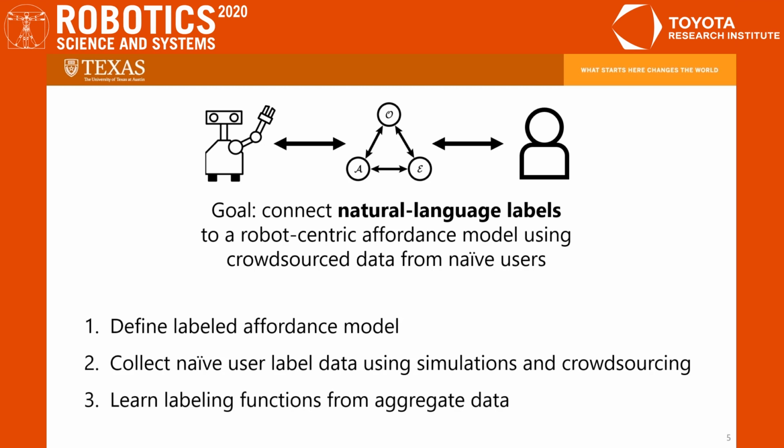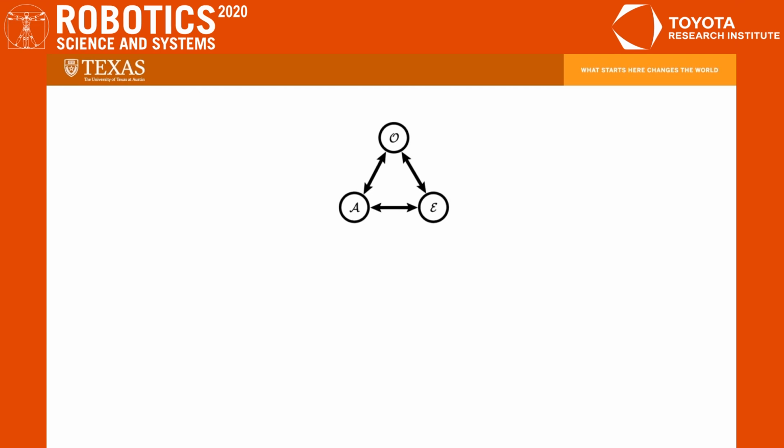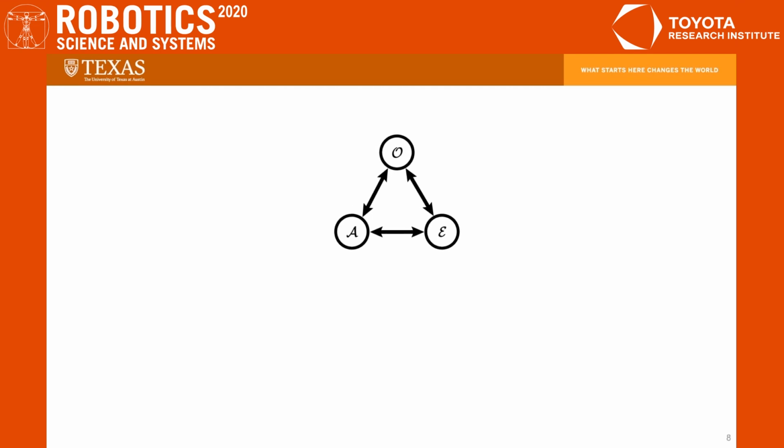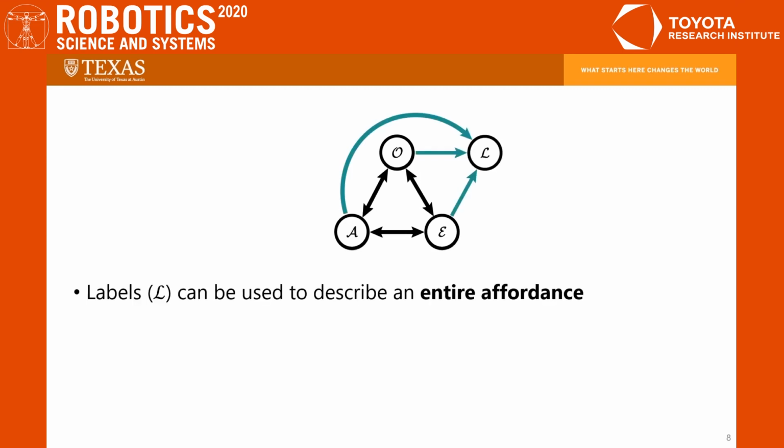As I mentioned earlier, the affordance model is inherently robot-centric. The feature spaces of objects, actions, and effects are quantitative and won't make intuitive sense for a non-expert human. Labels, on the other hand, are human-centric. Therefore, we propose a labeled affordance model, where different labels describe different subsets of the overall affordance feature space.